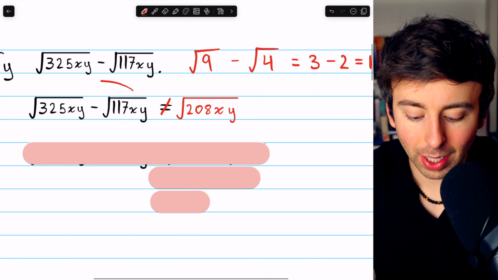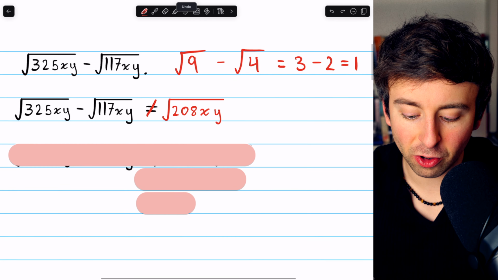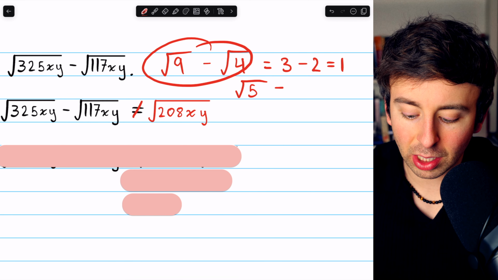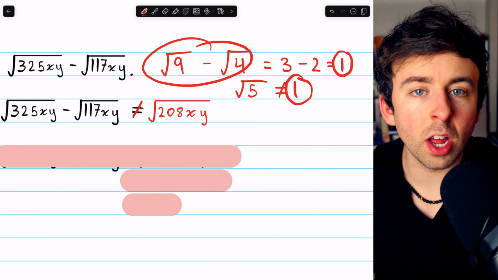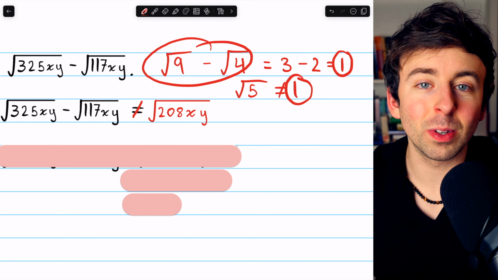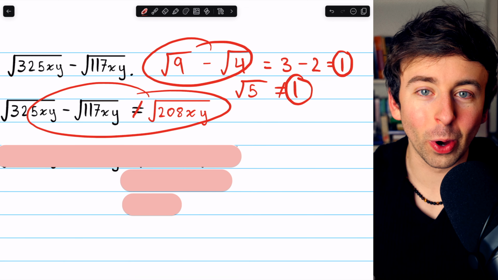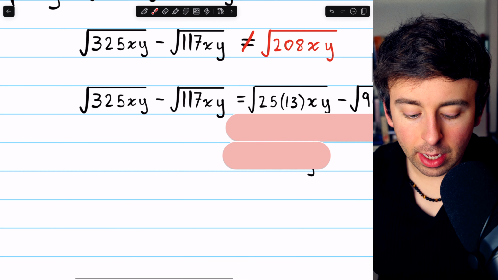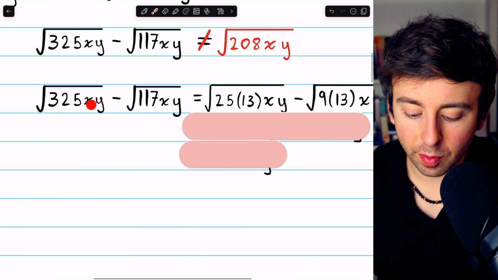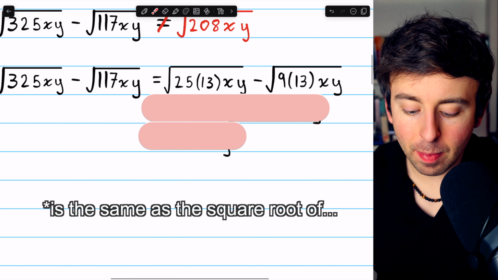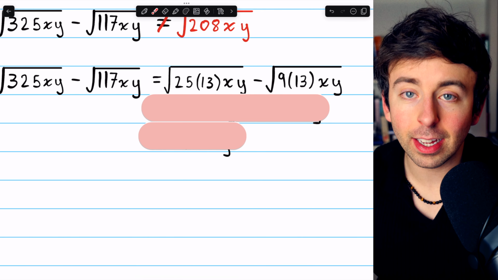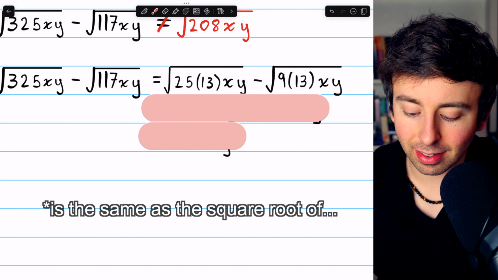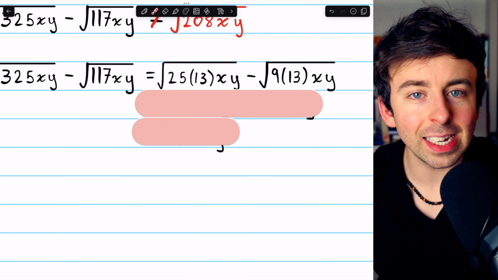If you then try to apply this incorrect simplification to this expression, you would get the square root of 5, which is clearly not equal to 1, which you know is the right answer. And so then you can say, this is not right, we're going to have to do something else. And that something else is factoring. The square root of 325xy is the same as 25 times 13xy. And the square root of 117xy is the same as 9 times 13xy.